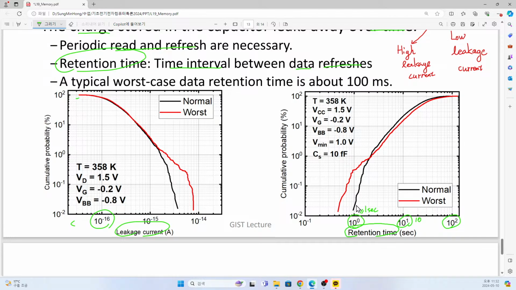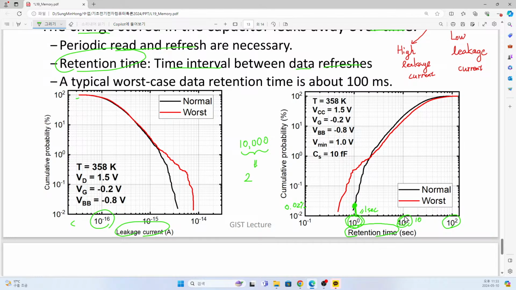So this graph shows that here, for example, this corresponds to 0.02%. It means that when you have, for example, 10,000 samples, then two of them have a retention time shorter than 1 second.